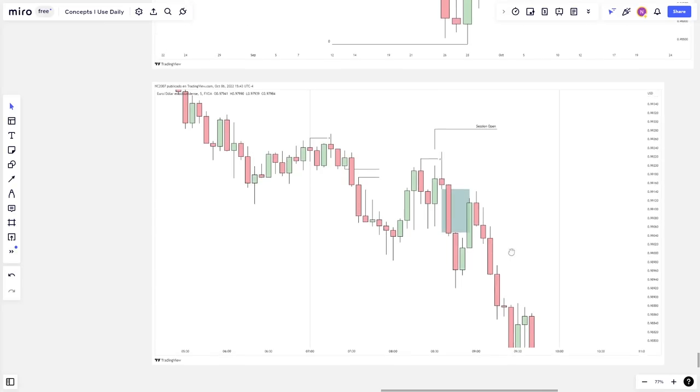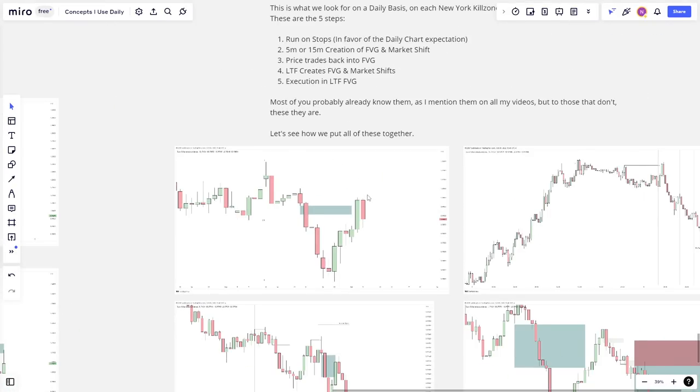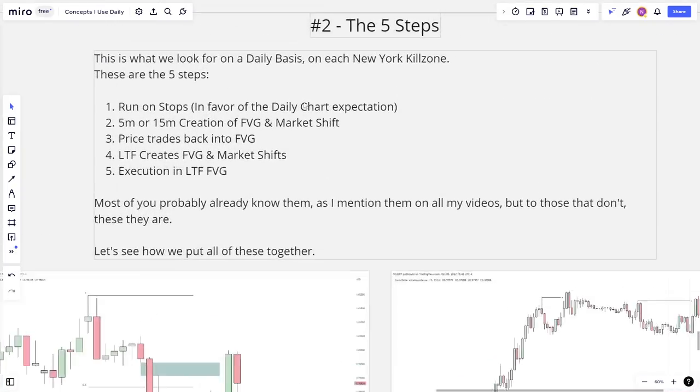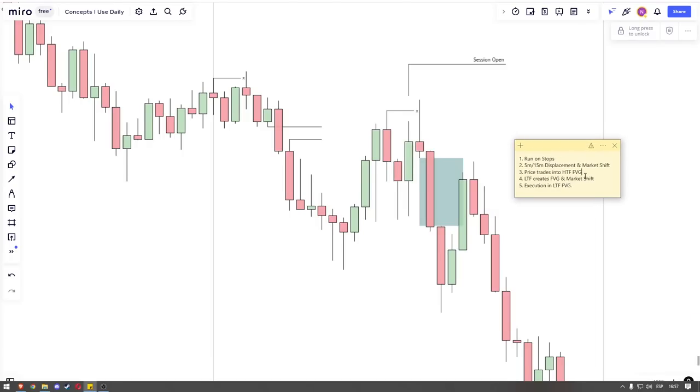Now, coming back to the five steps. Again, what do we have? We have the run on stops, right? This is exactly what we look for. Theoretically, we already have the daily bias sorted out. We understand that price is likely going to be bearish, so we wait for the run on buy side liquidity. We get the run on buy side liquidity.